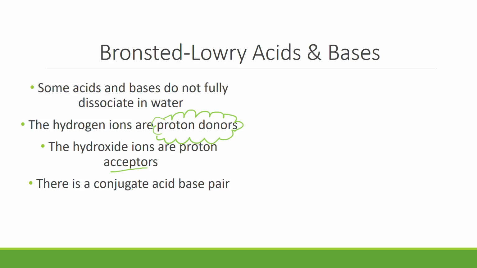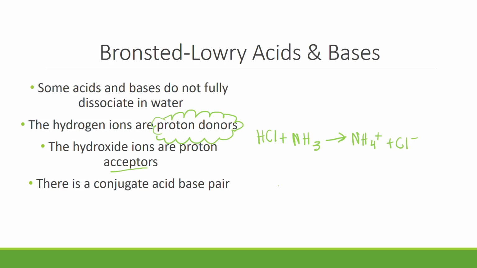So let's look at a Bronsted Lowry acid-base reaction. So what if we had, let's see, hydrochloric acid, and then if we added ammonia, and then we created the ammonium ion, and then also chloride ion.